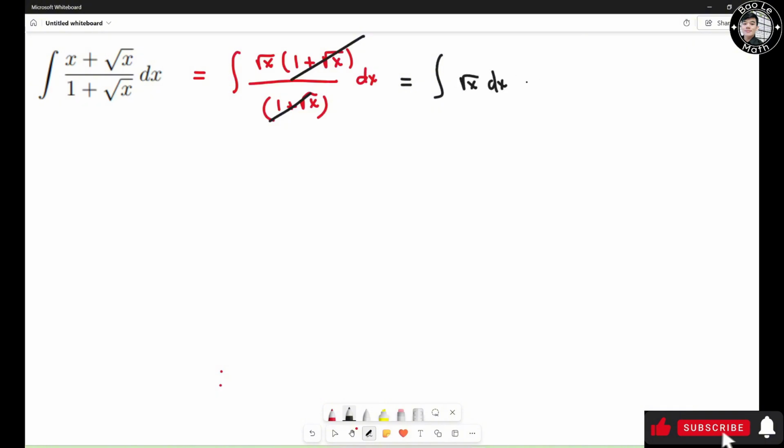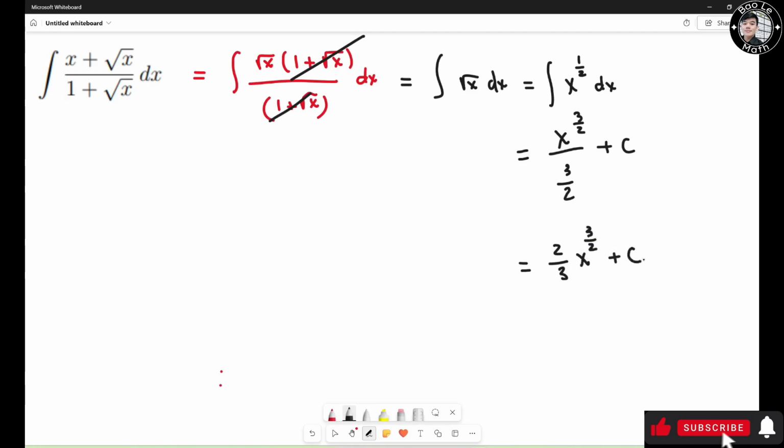Now you can convert the radical into the exponent. So it could be s to the power of 1/2 ds, right? So it turns out to be s to the power of 1/2 plus 1, which is 3/2, over 3/2, plus C. So I just flip this one. It's going to be 2/3 s to the power of 3/2 plus C. This one is the final answer.